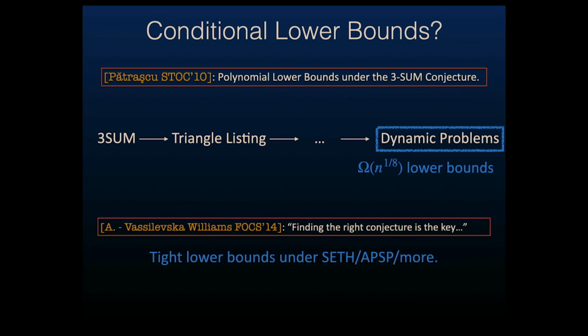And then later we had a paper where we started not from threesome, but from other conjectures, Seth, APSP, and so on. And we showed tight lower bounds for a lot of problems. So I'm going to tell you some of the results from this paper. The conceptual thing we did with that paper was to say, we have these conjectures in fine-grained complexity. Let's try to use them to explain this topic in dynamic. Let's not restrict ourselves to threesome. Let's use any conjecture and see what we can get. And it turns out, for each problem, if you use the right conjecture, you can get the tight bounds.